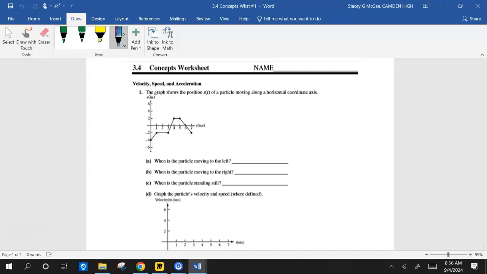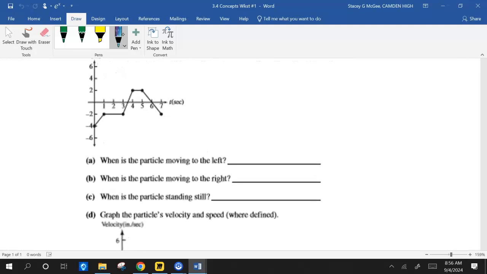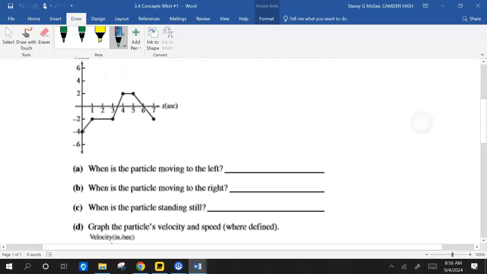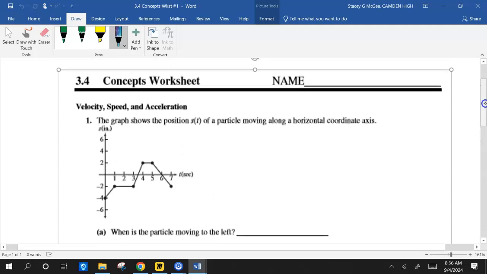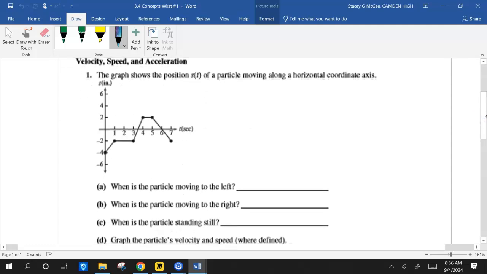All right. When is the particle moving to the left? You've really got to think about what you're looking at. This is position. All right, I start at 0 seconds. Where am I? All those little stickies are gone.